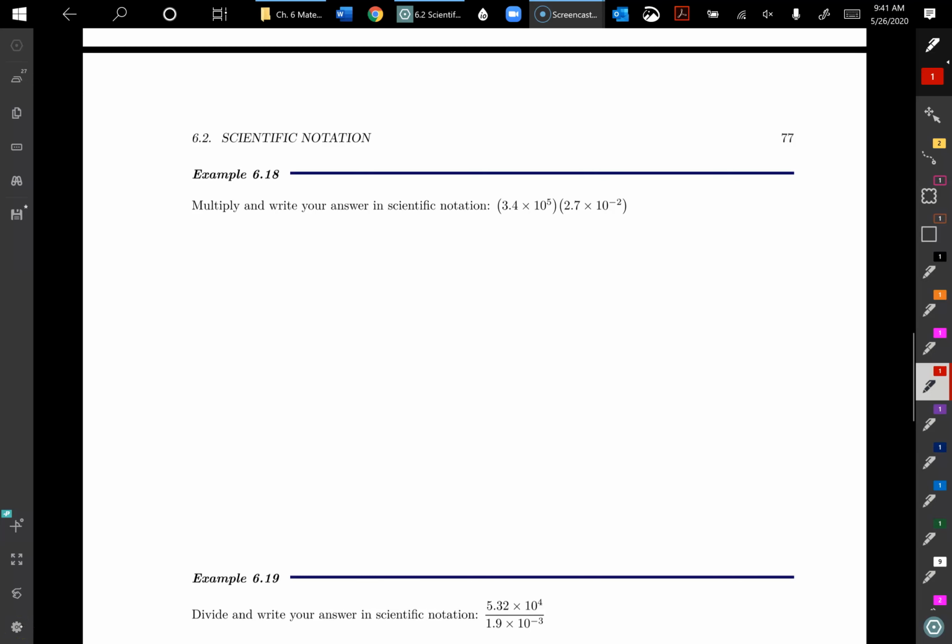So here I'm on page 77. Example 6.18, multiply and write your answer in scientific notation. Here I have these values. I have 3.4 times 10 to the 5th times quantity 2.7 times 10 to the negative 2. So I'm going to perform the operation on the coefficients, or the a values, first.